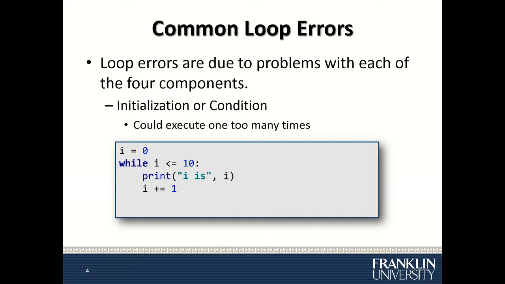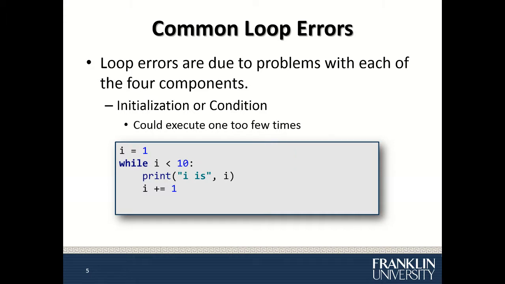What about this? I start at 0 and the condition is while i less than or equal to 10. So basically you go from 0, 1, 2, 3, 4, 5, 6, 7, 8, 9, 10. How many numbers are here? The total is 11 numbers. That means this loop is going to execute 11 times when you might only want to execute 10 times. So this is one of the off by one errors.